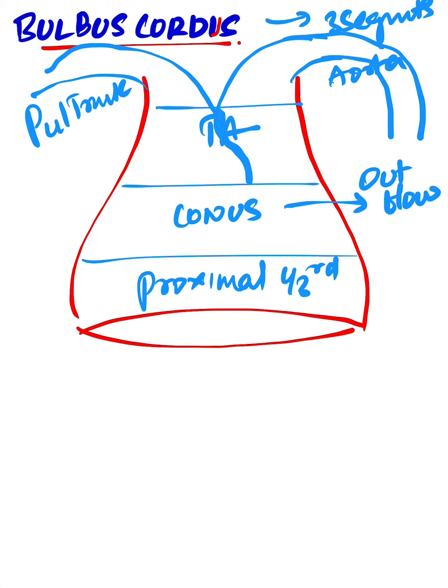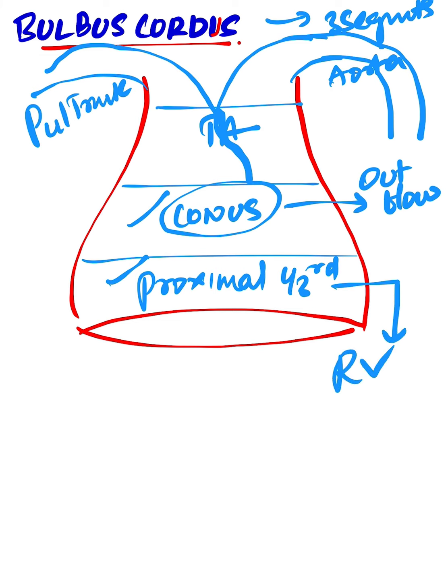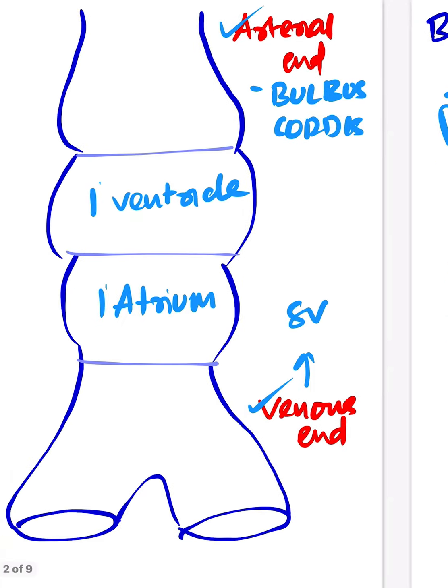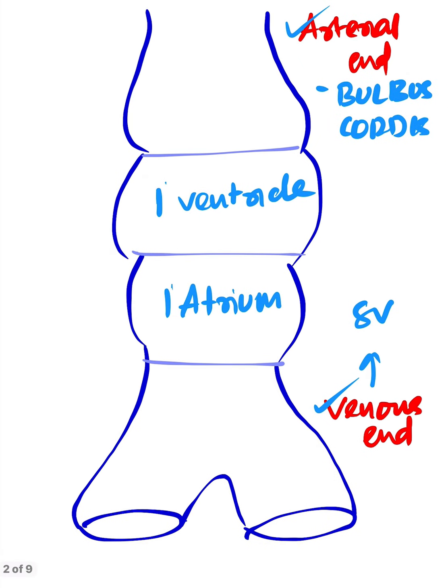They have two parts, the outflow part and the inflow part. The outflow part of the ventricles is formed by this conus, and the proximal one-third alone forms the right ventricle. This is about the bulbus cordis. Now when you look here, this is the bulbus cordis, this is the primitive ventricle. There is a junction between the bulbus cordis and primitive ventricle called the bulboventricular sulcus.